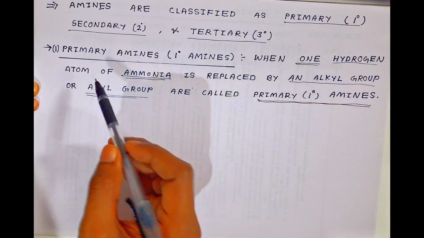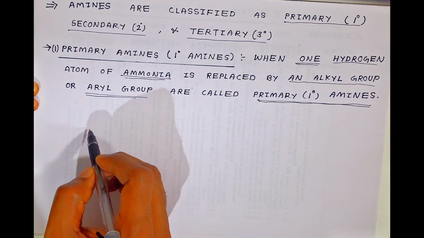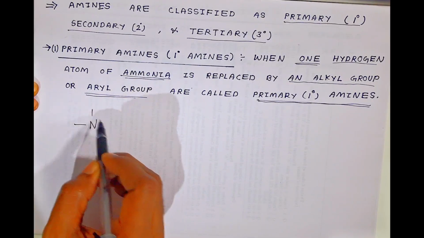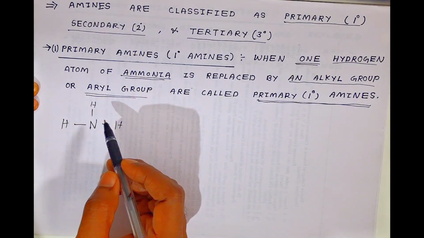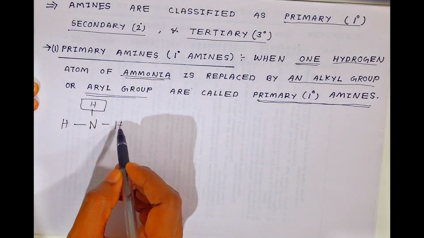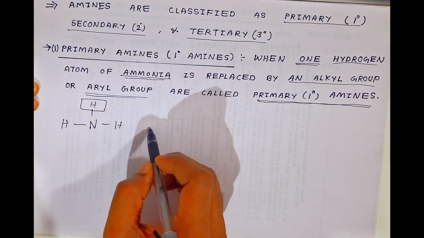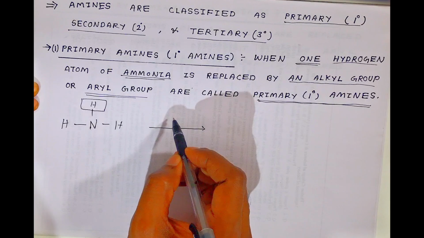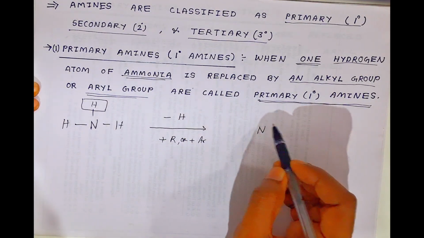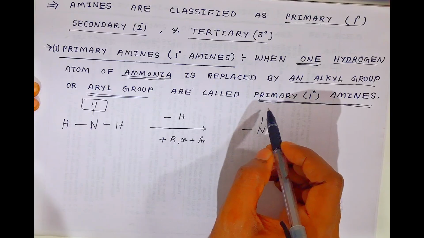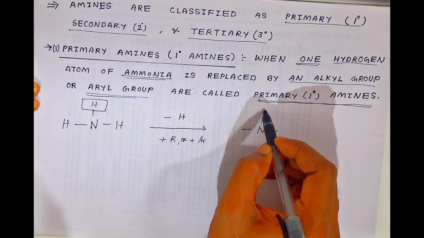When one hydrogen atom of ammonia, that you know, students, this is ammonia having 3 hydrogen atoms. This ammonia has how many? 3 hydrogen. When only one hydrogen atom, it may be this, it may be this, you are replacing, okay students, so the compound obtained is called this type of compound is called primary amines.